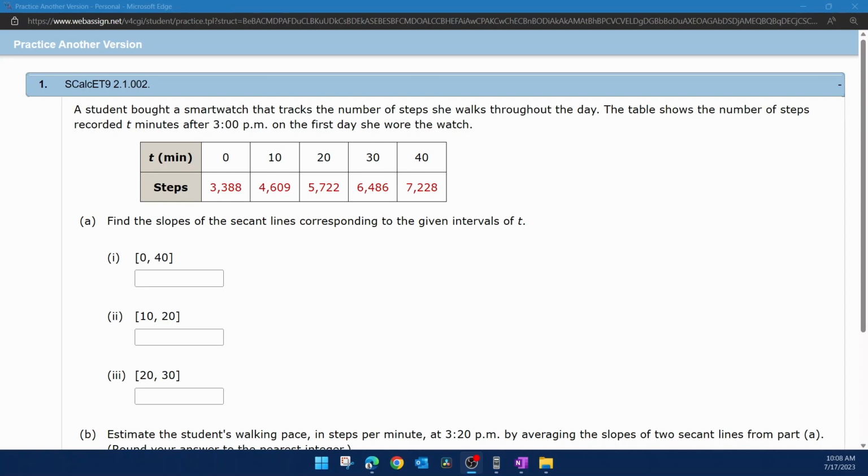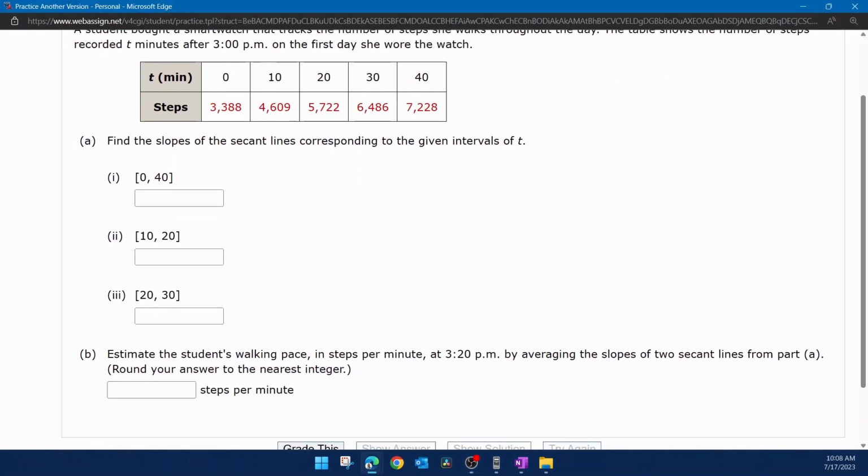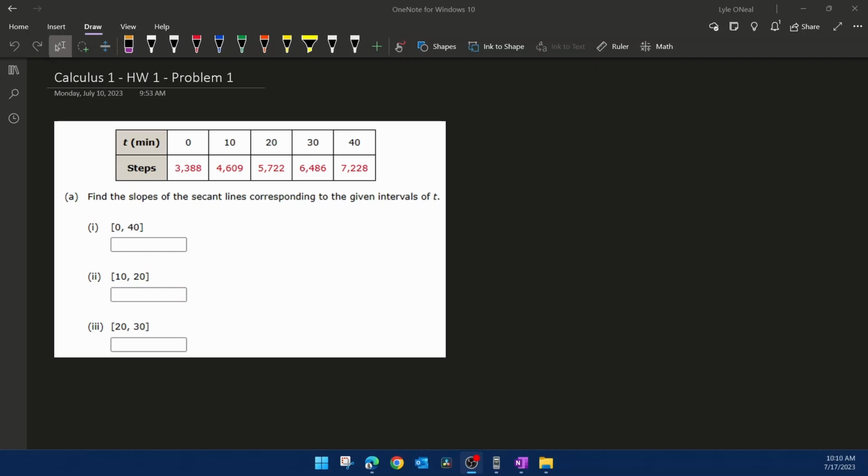We're going to need to find the slopes of the secant lines corresponding to the given intervals. And then in part B, we're going to need to estimate the student's walking pace in steps per minute at 3:20 p.m. by averaging the slopes of two of the secant lines, and we will have to pick the appropriate two slopes to average.